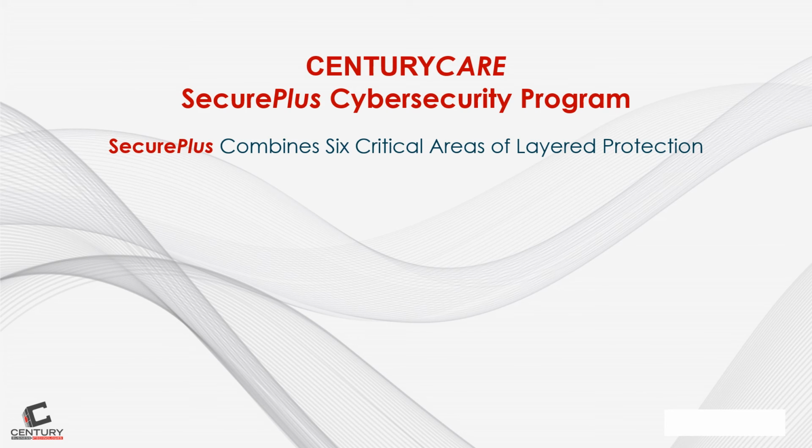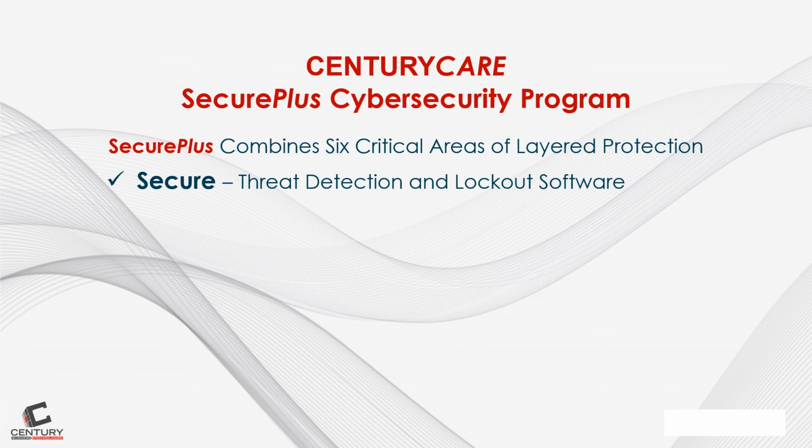CenturyCare SecurePlus cybersecurity program. We've worked hard with our vendors to put together a comprehensive set of layered protection, and we focus on 6 critical areas. The first one is securing all of the technology. We install dedicated threat detection and lockout software in addition to what we already have on your systems to help lock out those systems in the event that a threat is detected. This keeps that threat from proliferating throughout the network and infecting more systems on your network. So our remediation footprint is much smaller, if not none at all, except for maybe that one machine or that one place where that threat was able to get in.